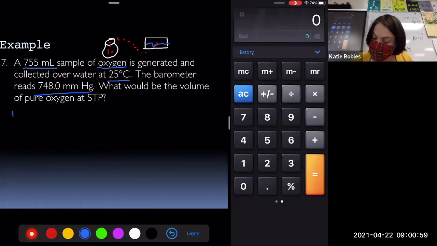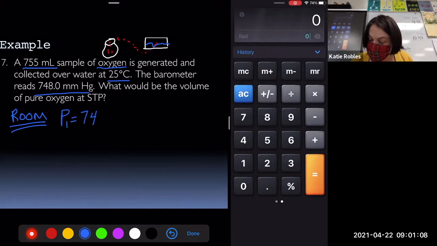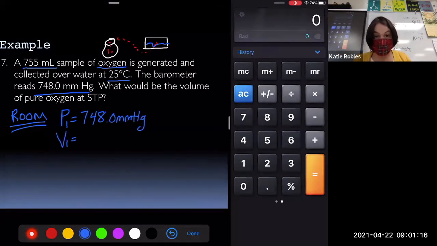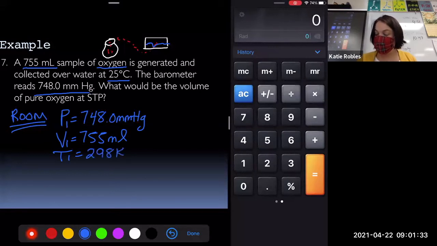So we need to think about what it's like in the room. And in the room, there is a pressure of 748 millimeters of mercury. And the volume, again, this is what happens in the room that I'm in here, the volume collected is 755 milliliters. And the temperature of the room is 25 degrees Celsius, but we don't ever use Celsius for gas laws. So it's going to be 298 Kelvin.